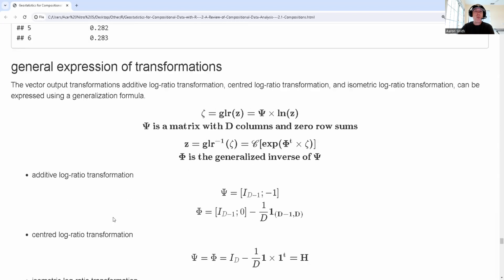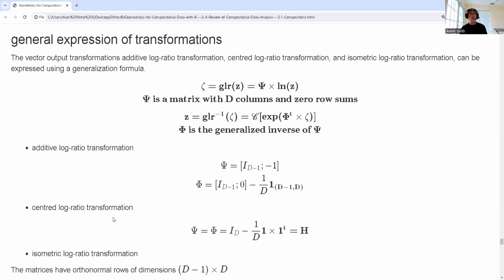Now, let's talk about a general expression for these transformations. Well, what we can do is we can actually use a matrix to express this. So we're going to take the log of my composition. Now, when I say log of composition, this is going to be the vector of logarithms of the individual entries. And then I'm going to hit it on the left with a particular matrix. So the matrix is going to have D columns and 0 row sums. And that's important. And so it's going to work out that this will be our generalized inverse formula right here.